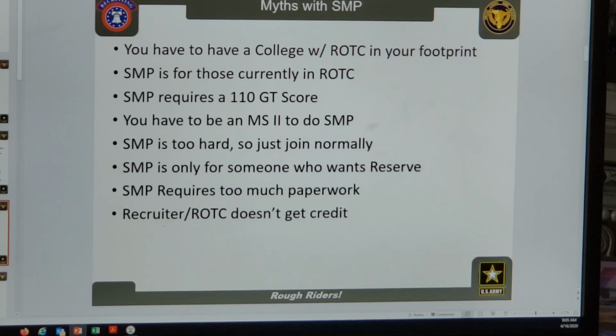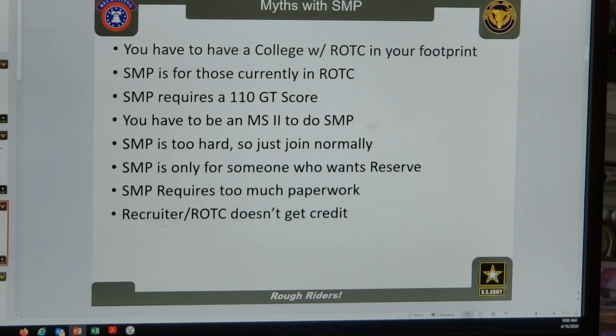Myth number 3, SMP requires a 110 GT score. No, it sure doesn't. I know some of you are probably thinking, what? All officers require that. No, that's not true. You don't need a 110 GT score to go SMP. What you need is a certain ACT or SAT score to be able to get into the college. If you're accepted into the college, you can do SMP. We'll cover that a little bit later. But no, it doesn't require a 110 GT score to go SMP.